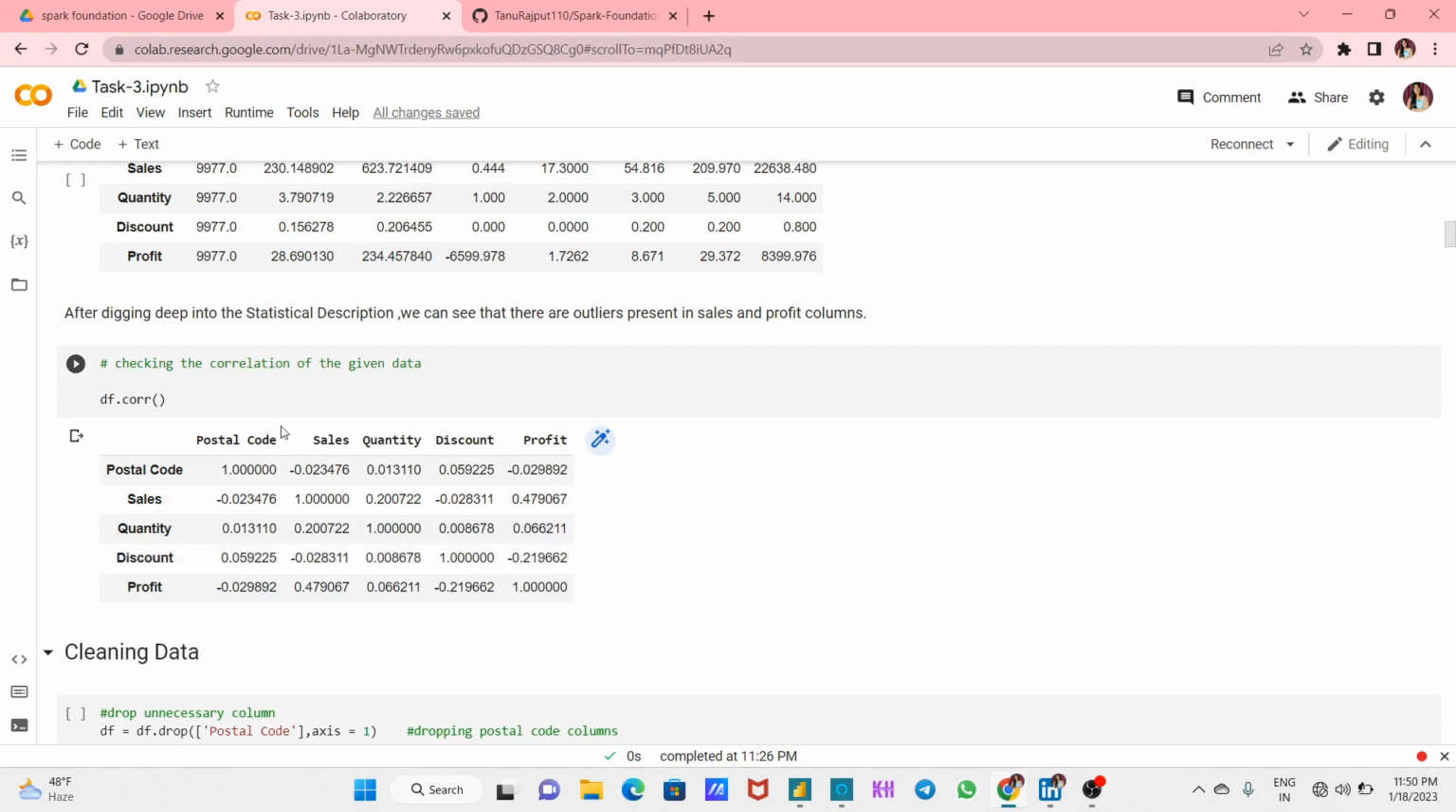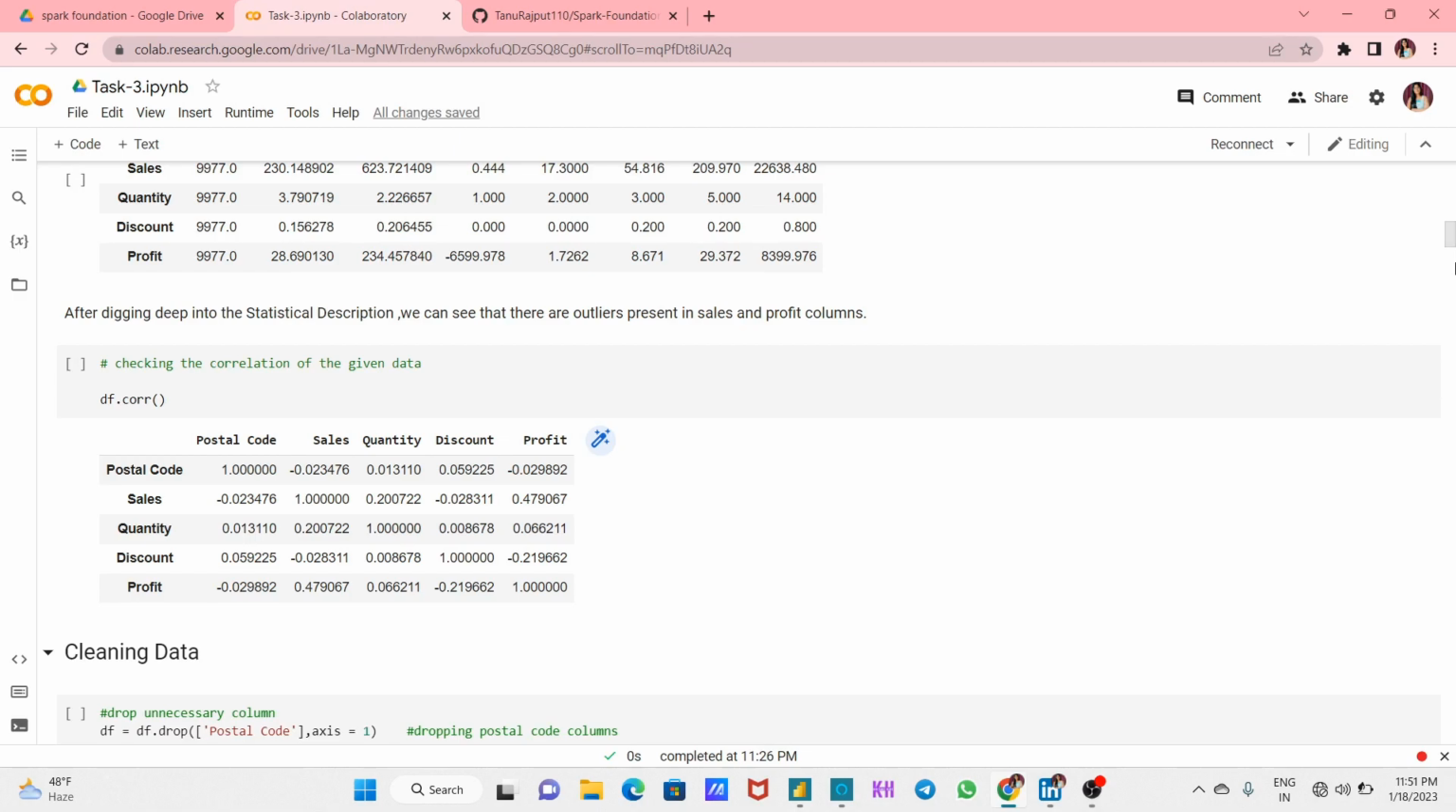We check correlation before moving ahead to see if there are any columns which are highly correlated. Because if there are, there may be a chance that we need to drop one of them, because they are both highly correlated, so we can't use both. That's why we first check the correlation for all the columns in the data set.